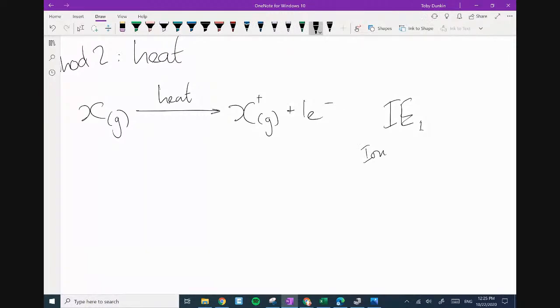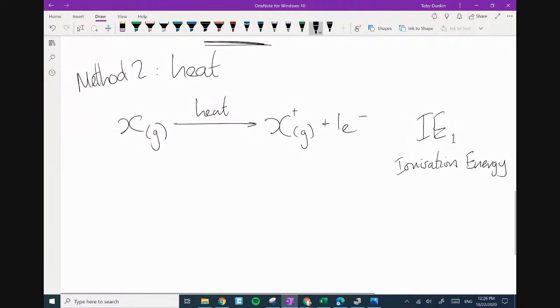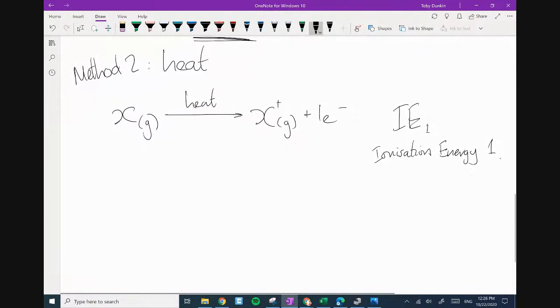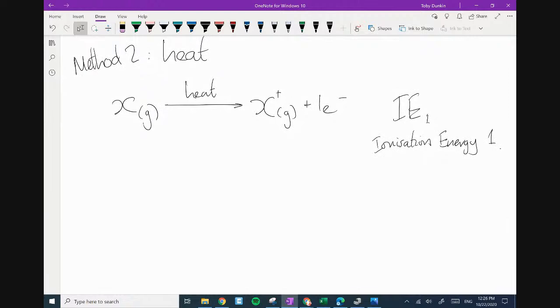This is ionization energy 1. And it's a really lovely experiment. This was actually one of the first experiments done with electrons. They realized, after J.J. Thomson discovered the electron, that they could remove electrons one by one by simply heating their sample.